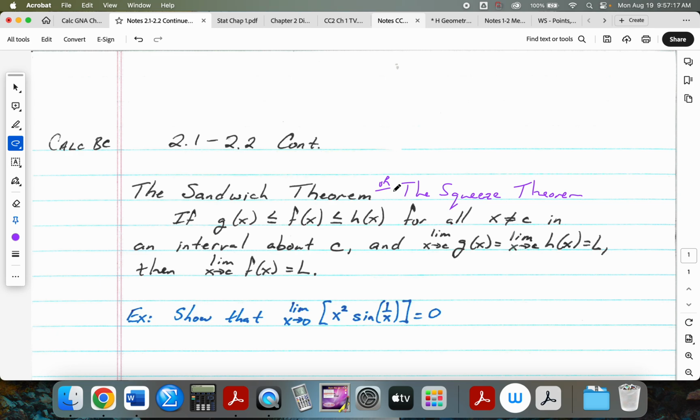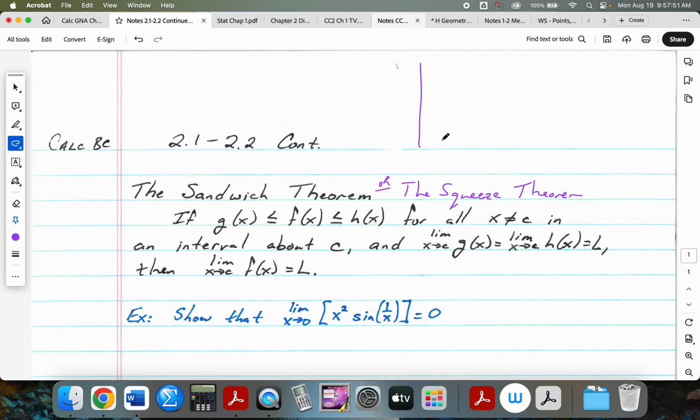And what it says is this: if g of x is always less than or equal to f of x, which is always less than or equal to h of x, for all x not equal to c in an interval about c, and the limits of g of x and h of x as x approaches c are both L, then the limit as x approaches c of f of x also has to be L. I think a picture is helpful on that.